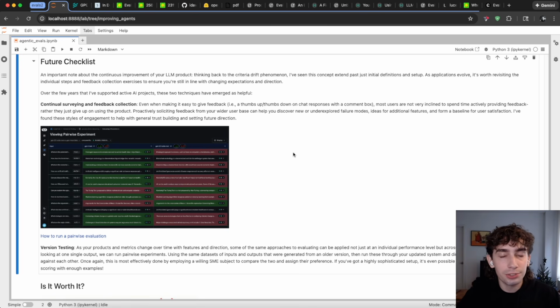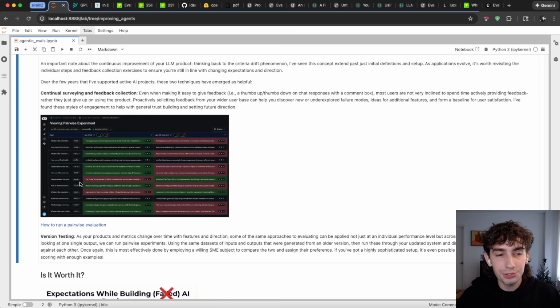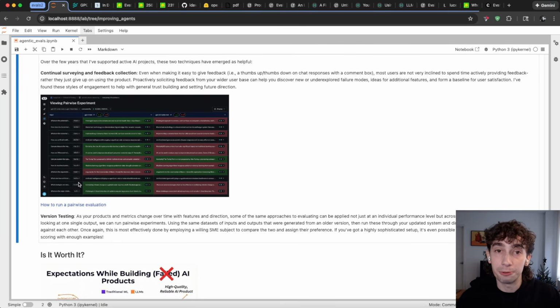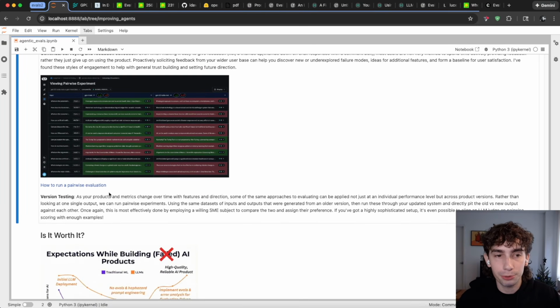On top of all of this, it's worthwhile looking through and re-annotating your metric data sheets to make sure that they are in line with current opinions and current functionality of your product. On top of staying on top of things as they evolve, this also just helps with general trust building and setting your future direction.